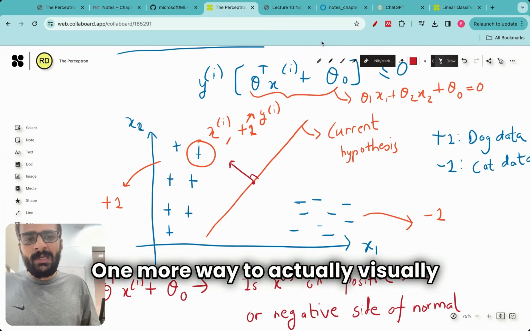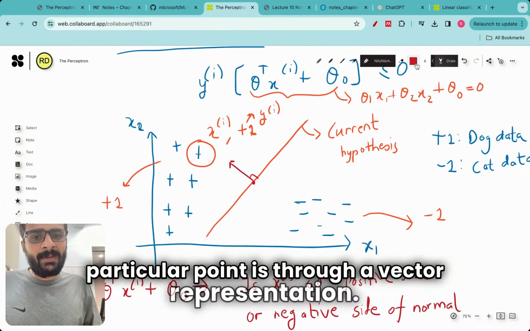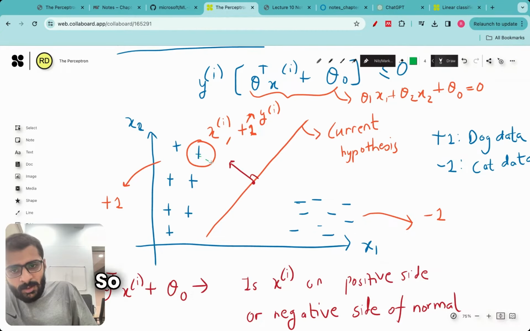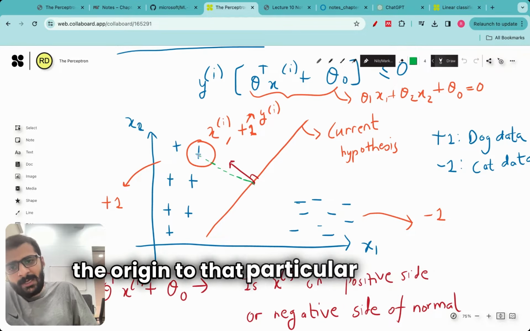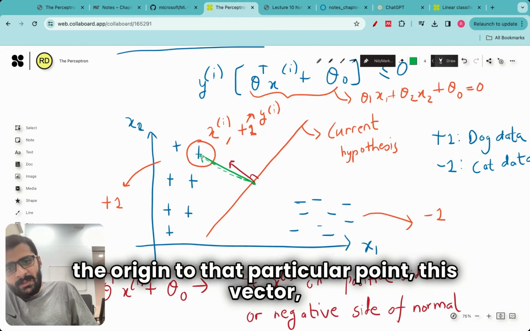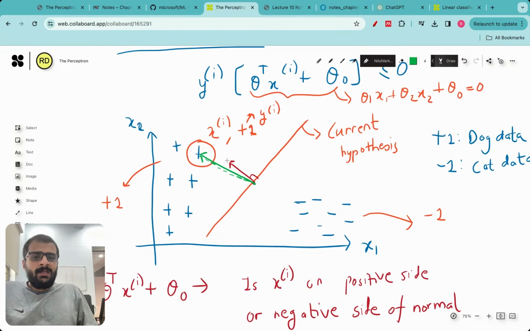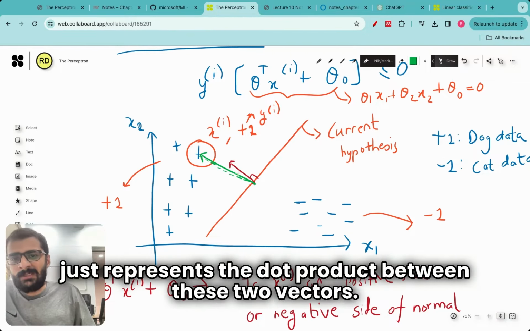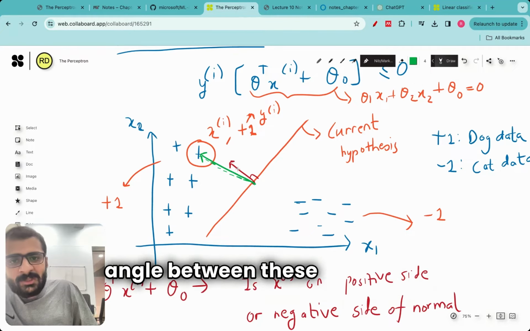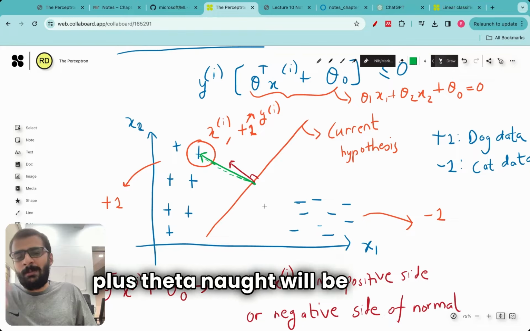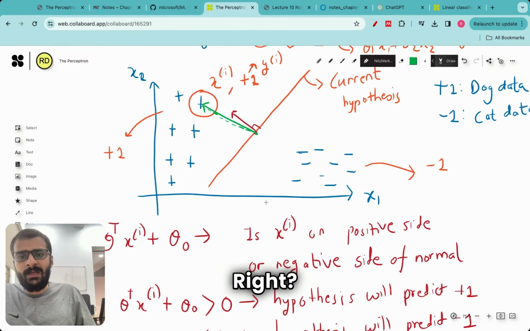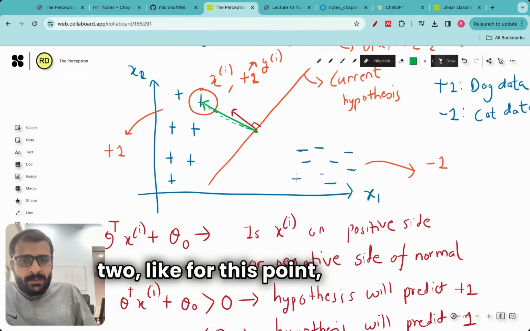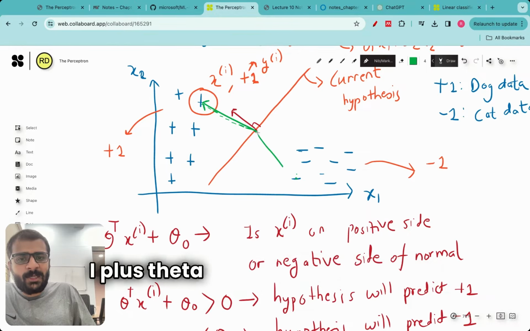One more way to visually understand this is through a vector representation. Let's look at this particular point here. This is the vector from the origin to that point, and this is the normal vector. Theta transpose xi plus theta naught represents the dot product between these two vectors, which means that if there is an acute angle between these two, theta transpose xi plus theta naught will be positive. Whereas if there is an obtuse angle between these two, like for this point, then it will be negative.